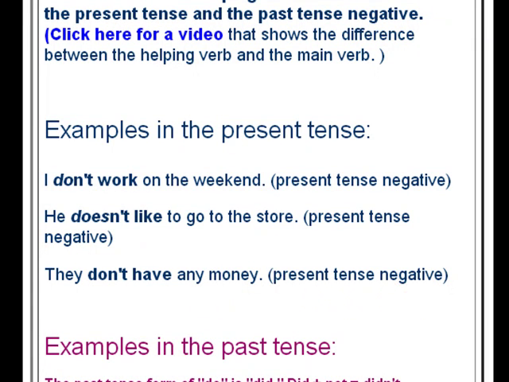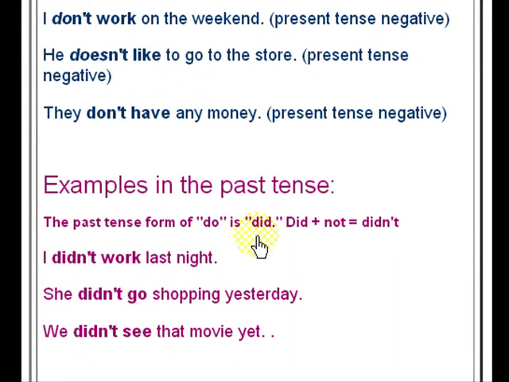And then in the past tense, do becomes did. And you did plus not equals didn't, which is the shortened form or the compressed form of that expression. I didn't work last night. She didn't go shopping yesterday. We didn't see the movie yet.